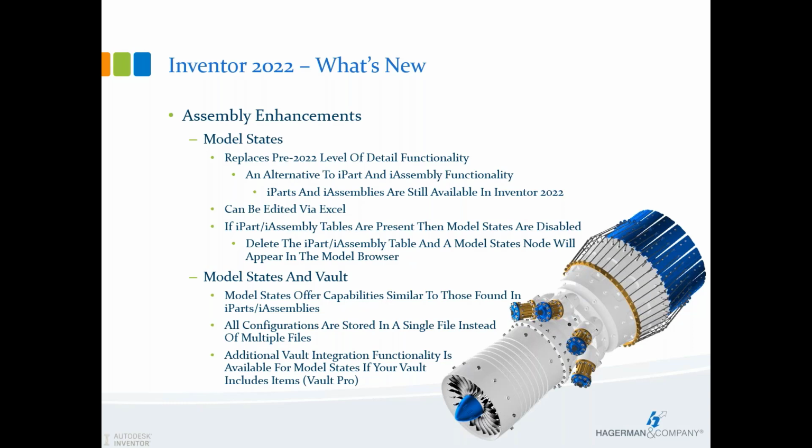If you have a legacy file that has iParts and iAssemblies, or iPart and iAssembly tables, until those tables are removed, the model states will not show up. So it recognizes that the iPart and iAssembly table exist, and so the model states will not be there until that is removed. So keep that in mind. If you're opening an old assembly and you're like, where are my model states? Well, if there's an iPart table included in one of the files or an iAssembly table, the model states will not show up until those are removed.